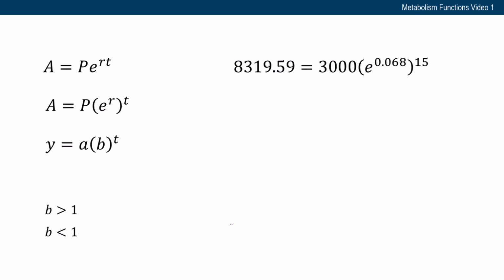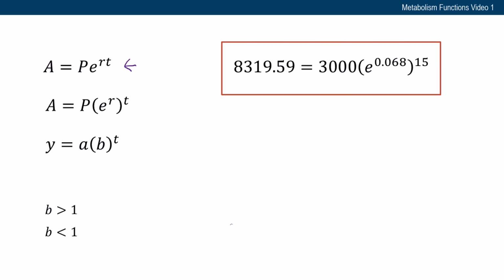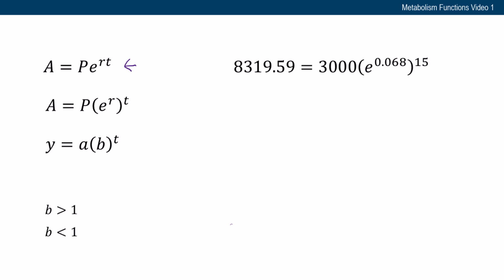So to start with, I always like to build off of previous knowledge. This right here is one of our functions that we saw in the finance section. We saw the PERT formula, that is when we are compounding continuously. And we have this function of 8,319.59 equals 3,000 e raised to the 0.068 times 15. This is a very typical type of problem we saw back in the finance section.